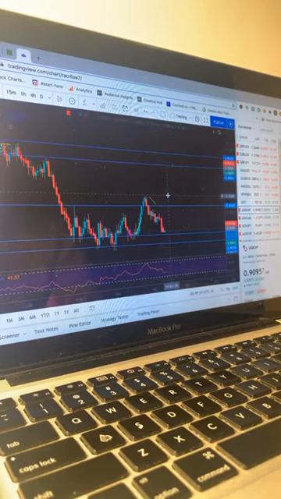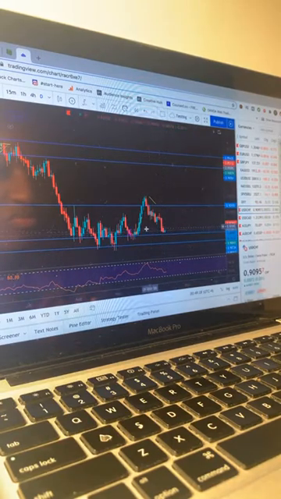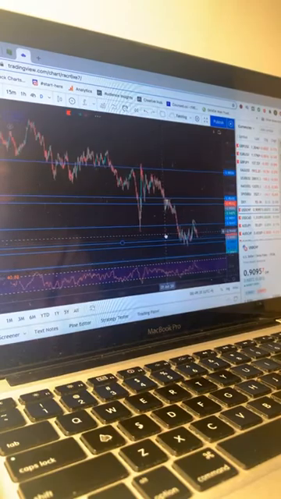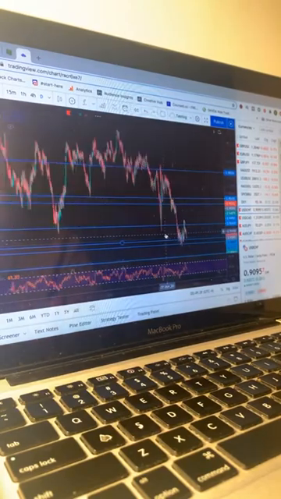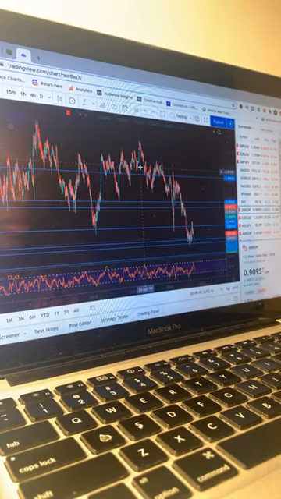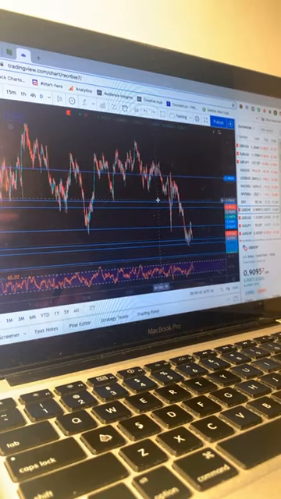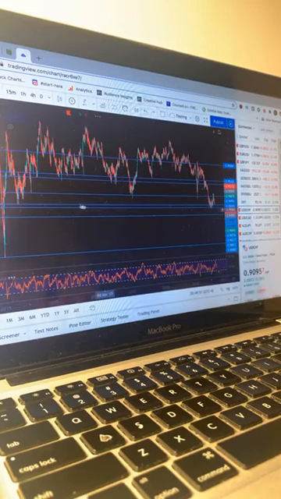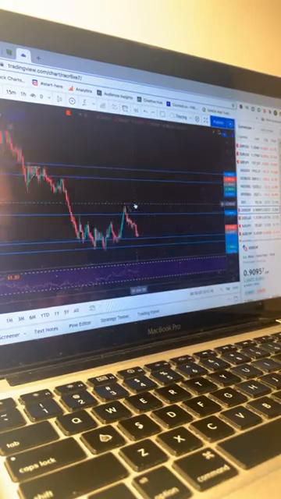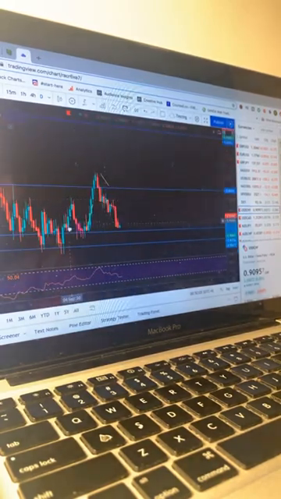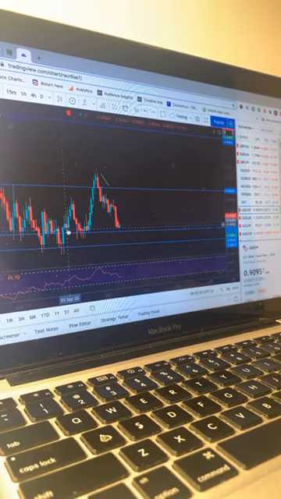So USD Swiss franc. It did come all the way back down to this level here. And it's been a sell for a while. It's been a sell since, yeah, 2019. So let's see, in this area in the past, there have been reversals. It already happened though.